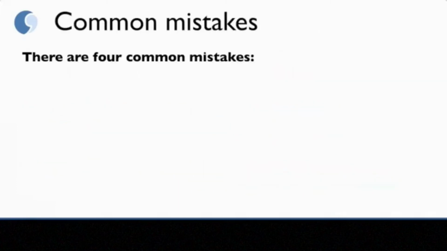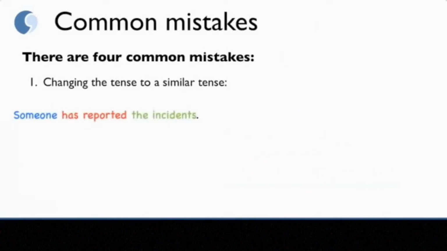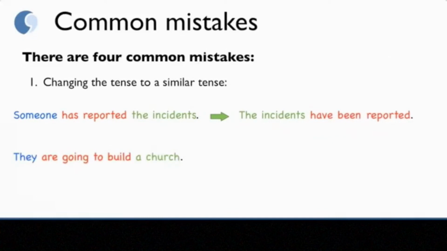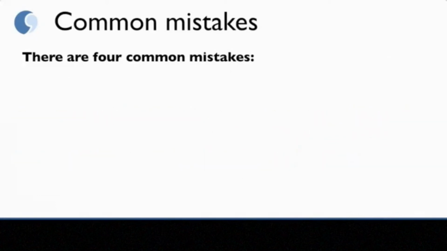So, okay, it's time to look at common mistakes. There are four common mistakes. The first one is changing the tense to a similar tense. For example, someone has reported the incidents. This is present perfect. It's a common mistake to say the incidents were reported, changing to the passive voice. So here should be the incidents have been reported. Or future tenses, they are going to build a church. And you may hear a church will be built. So the change to be going to will. So it should be is going to be built.